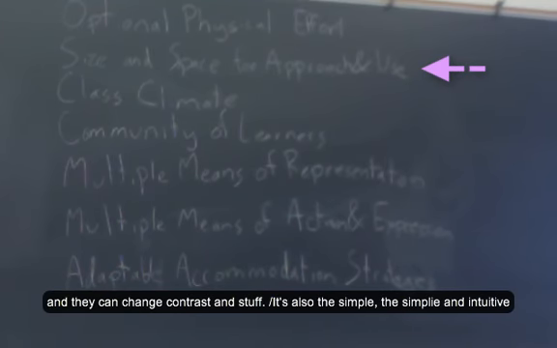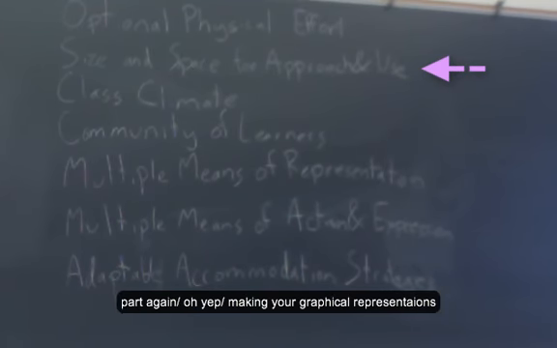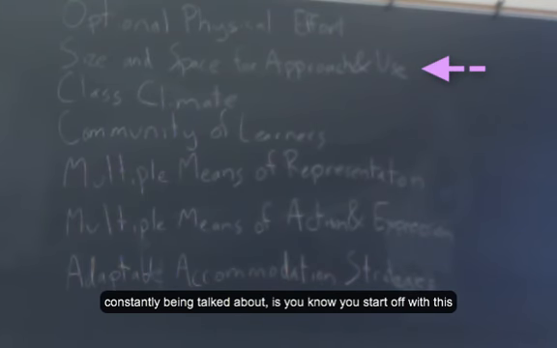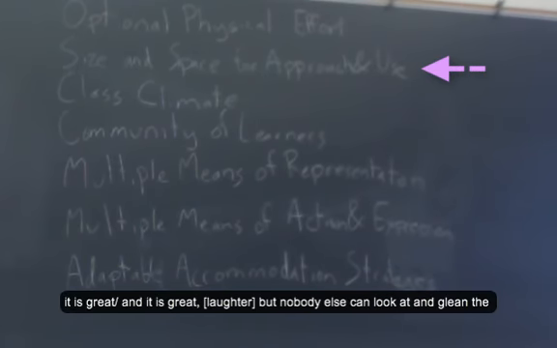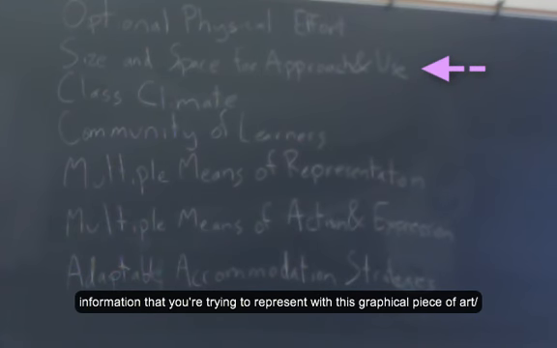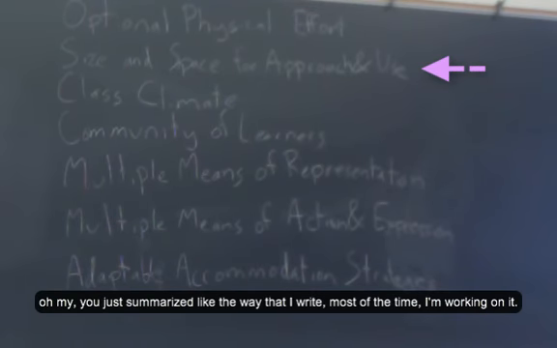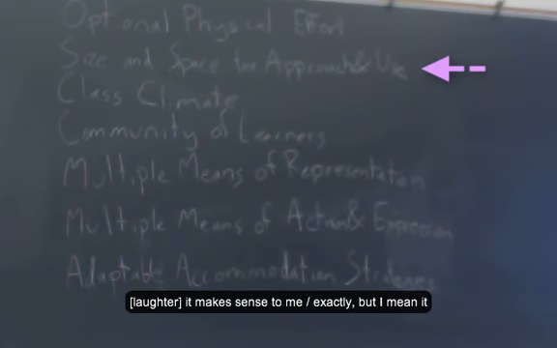It's also the simple and intuitive part again, making your graphical representations easily understood. That's something that's in our group constantly being talked about. You start off with this figure that you think is great and shows all the information, and it is possible, and it is great, but nobody else can look at it and glean the information that you're trying to represent with this graphical piece of art. Oh my, you just summarized the way that I write most of the time. I'm working on it. It's a work in progress. It makes sense to me.